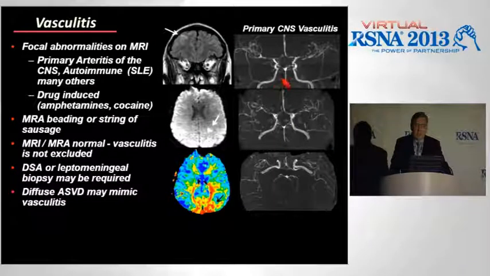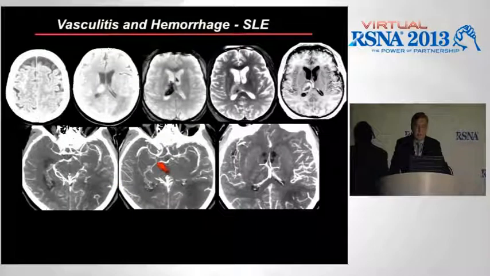So we'll just skip over vasculitis because I see I'm out of time here, but just keep in mind that vasculitis is a very difficult diagnosis to make. You sometimes can pick up some large vessel vasculitis by seeing the beading or the string of sausage appearance, but more often than not, you run into normal MRA and MRI, and this doesn't exclude vasculitis, and DSA or even leptomeningeal biopsy may be necessary. You can see the areas of vasculitis here in this patient with SLE.